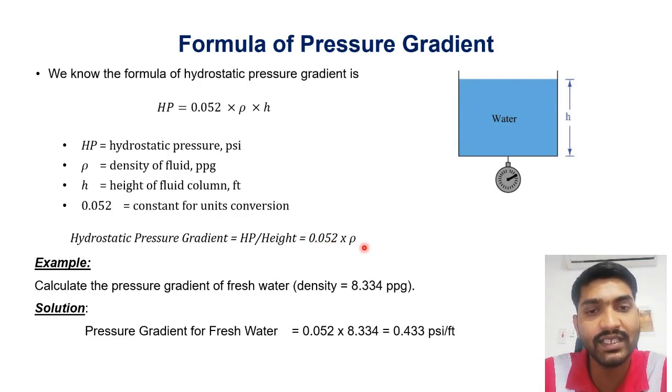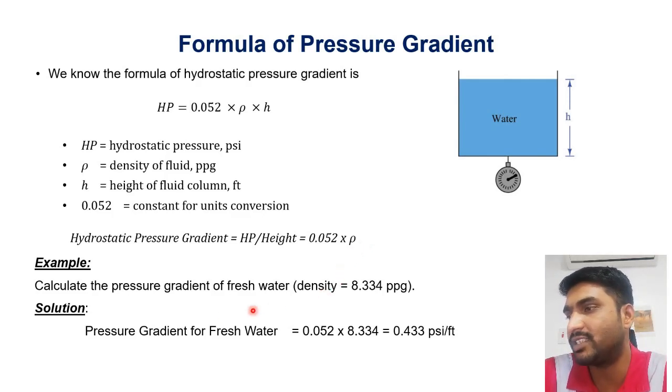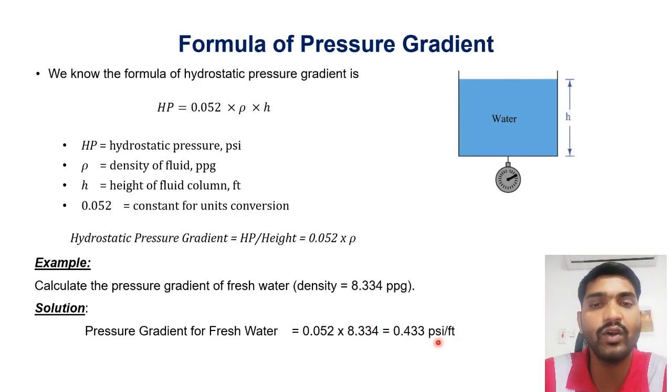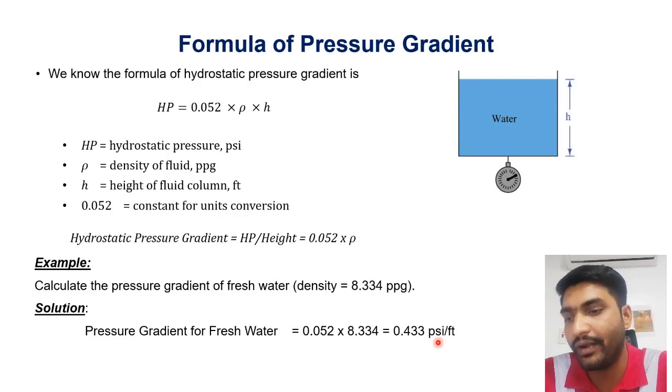If you want to calculate the pressure gradient due to a certain fluid, what you have to do is just multiply 0.052, that is the conversion factor, with the density of that fluid. It is explained here with the help of this example. Calculate the pressure gradient of fresh water, where the density of fresh water is 8.334 ppg. We have just seen the formula, it is 0.052 into density, and the density is 8.334. So we multiply 0.052 with 8.334, and we get 0.433 psi per foot. So this is the second way to calculate the gradient. The first way we calculated: divide the total pressure by the total depth, and we get the gradient. Second, if you have the density of the fluid, just multiply the density with 0.052, and we get the pressure gradient.